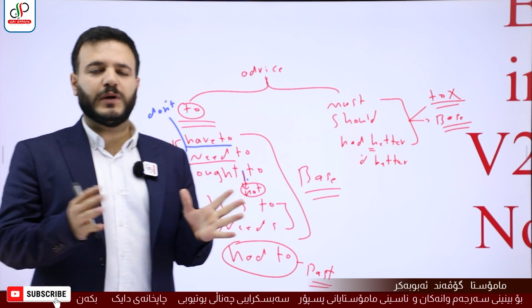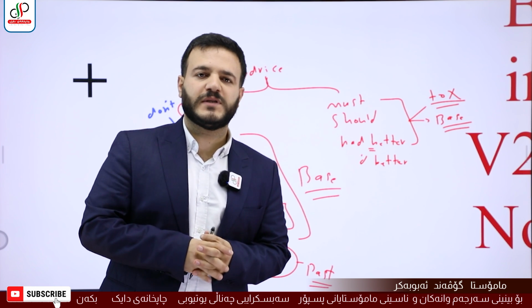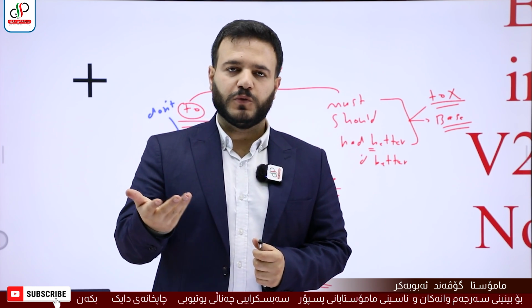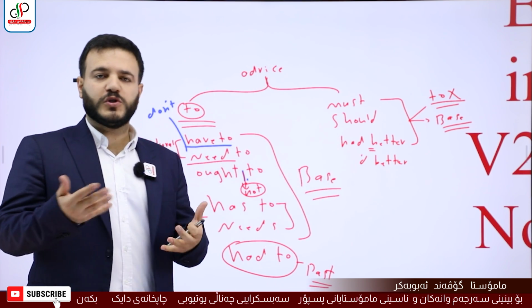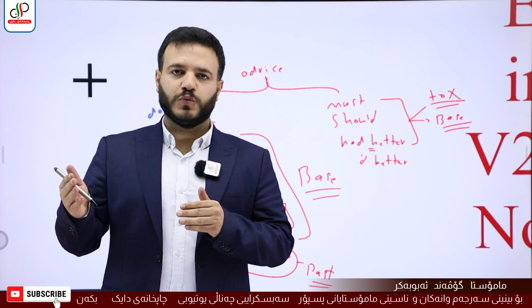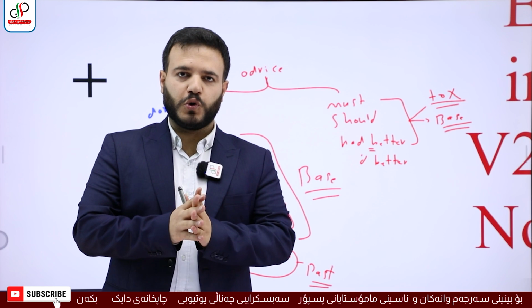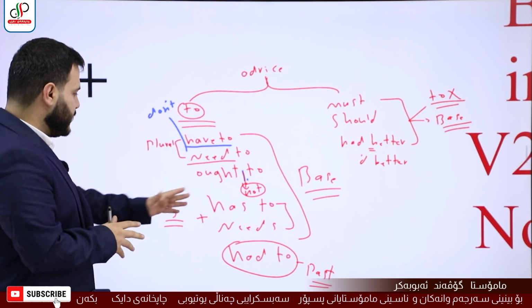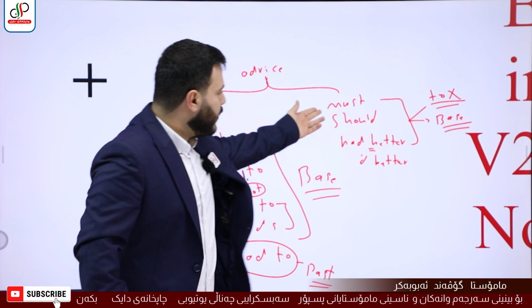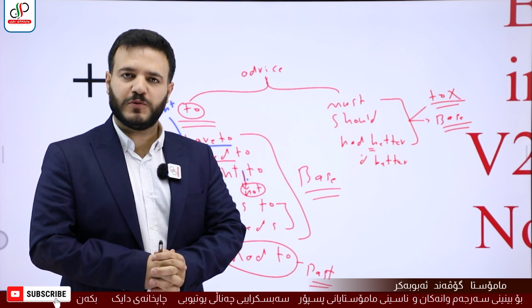How about has to and needs to? For has to, we have to say she doesn't have to. And for needs to, also we can say she doesn't need to. We don't say she doesn't needs to. At that time, it's wrong. This is a wrong option. How about must, should, had better? How to change them into negative?